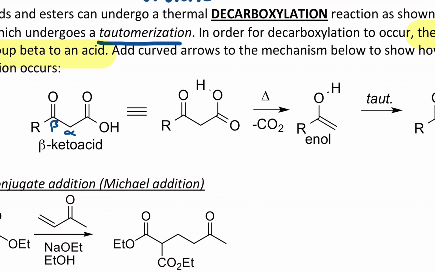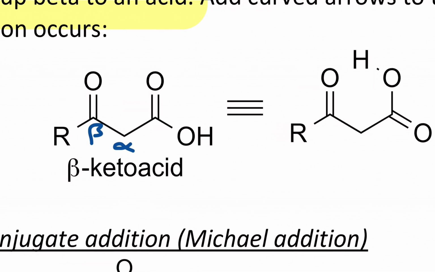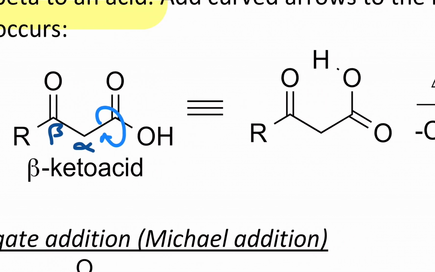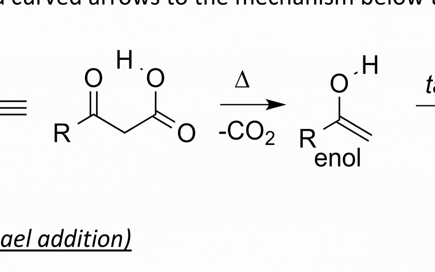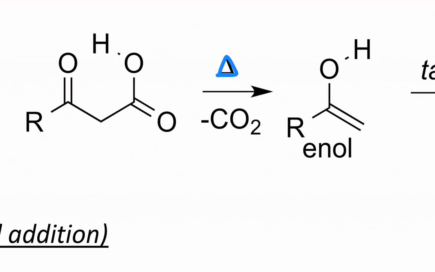So the beta keto acid, they just redrew. So we rotated around this carbon-carbon bond, and that gives us just a different representation of the molecule right here. It's the same thing. All you have to do is heat this up. Remember, the triangle means heat. That will lose a carbon dioxide. And I want you to see if you can figure out how that happens.